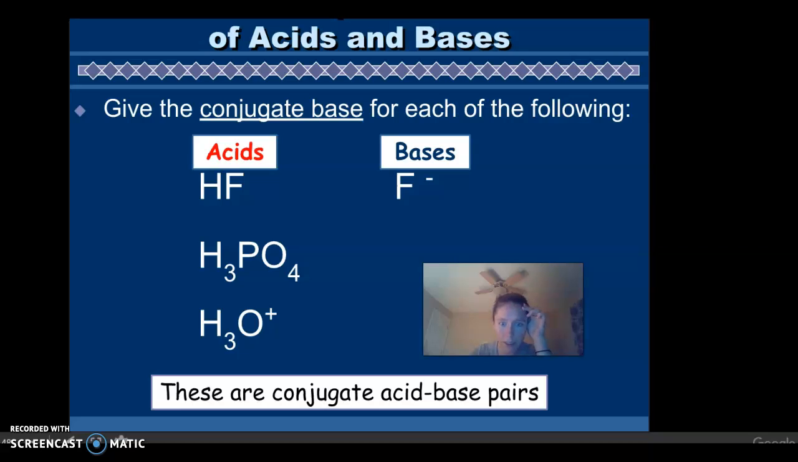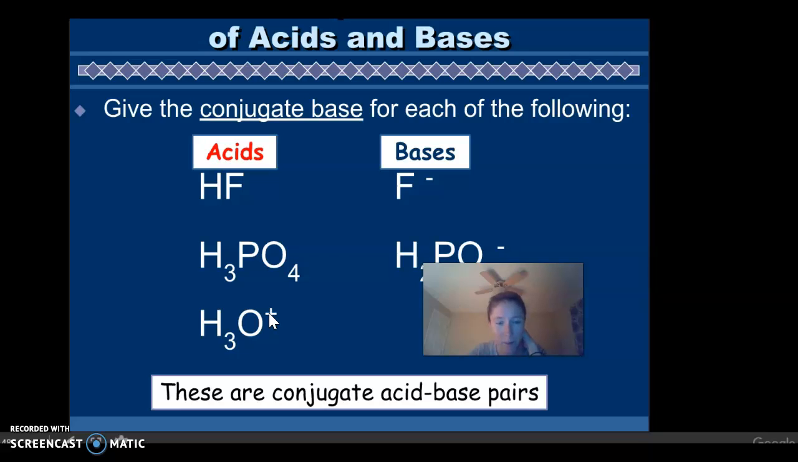Its conjugate base will be H2PO4 because it has lost one H, so that's why it went from H3 to H2, and it lost a positive charge. It was neutral before, so if it's neutral and it loses a positive charge, then it's going to have a negative charge. Alright, last one, let's try H3O+, which is also noted as hydronium.